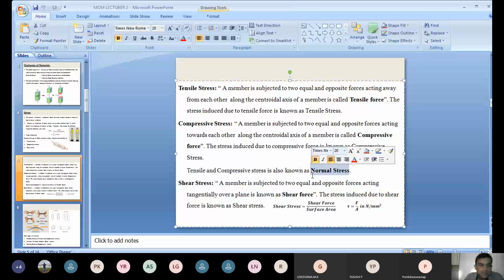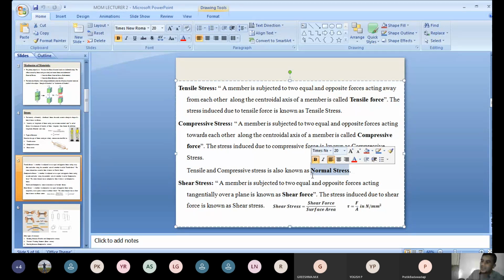Why do you call it normal stress? Means the stresses are acting perpendicular to the cross-sectional area. That is called normal stress. But shear stress acts where it is not perpendicular to the surface area. It is parallel to the surface area. That is called shear stress.